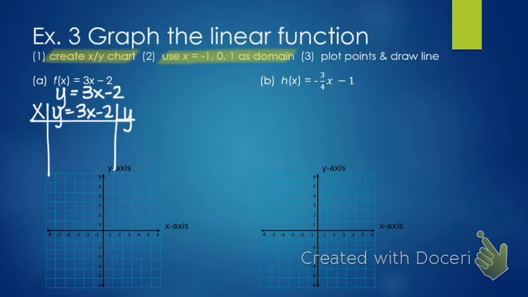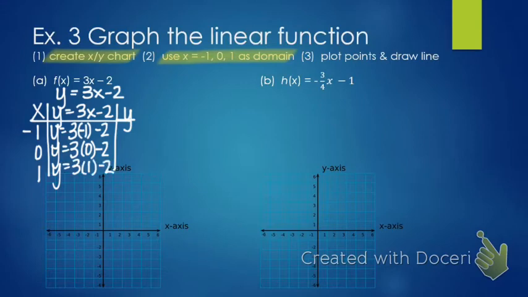So you're going to have to remember that when you're making an x and y chart to graph a linear function, you're using -1, 0, and 1. Now we plug those in as we've been doing. So y equals 3 times negative 1 minus 2, y equals 3 times 0 minus 2, and y equals 3 times 1 minus 2.